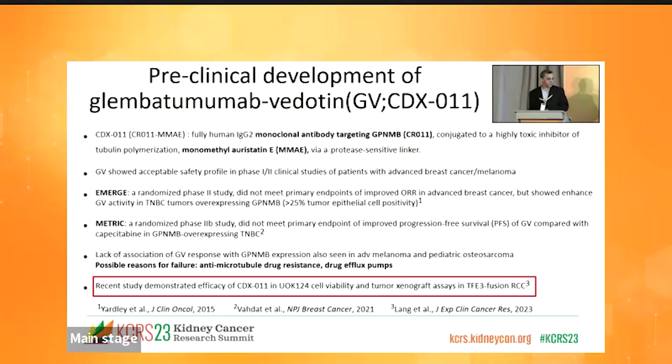CDX011 has shown efficacy in preclinical models of melanoma and TNBC and had an acceptable safety profile, but subsequently did not meet its endpoints in phase 2 trials. Interestingly, a recent study has shown efficacy of CDX011 in preclinical models of TFE3 fusion RCC, suggesting that GPNMB could potentially be a viable candidate in TRCC.